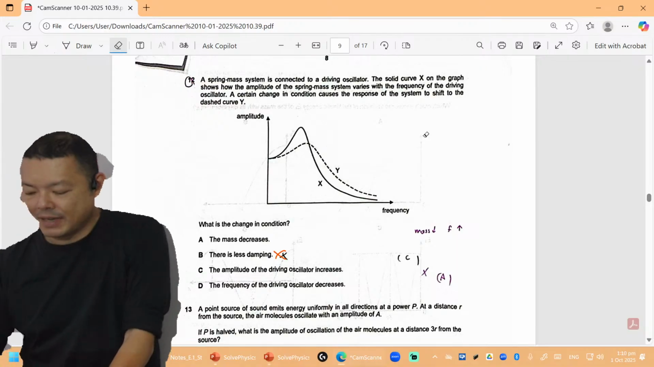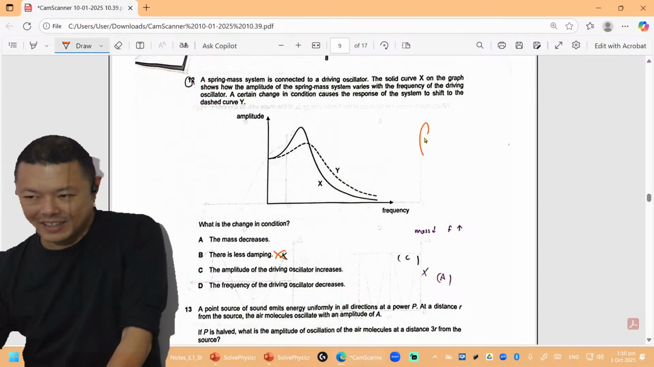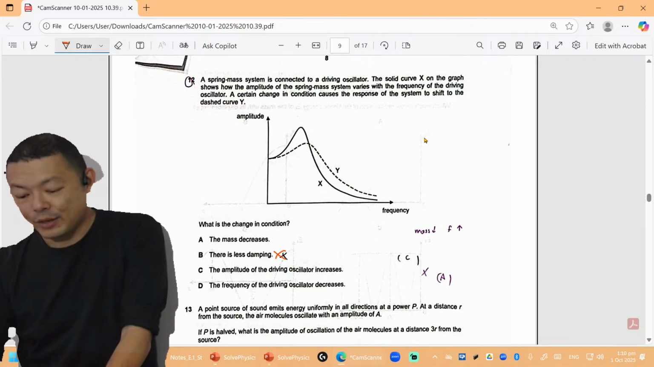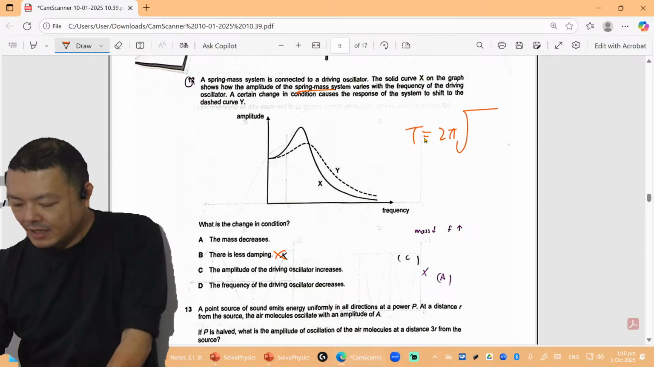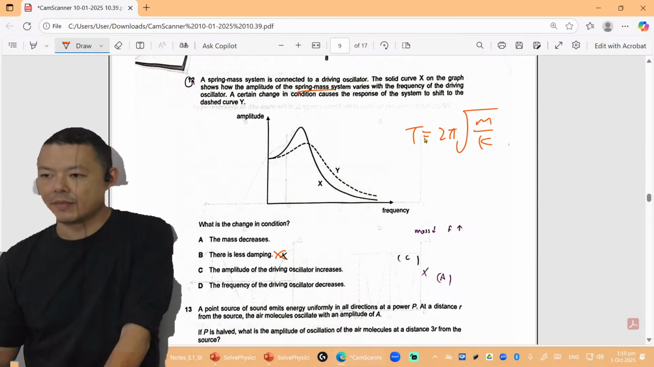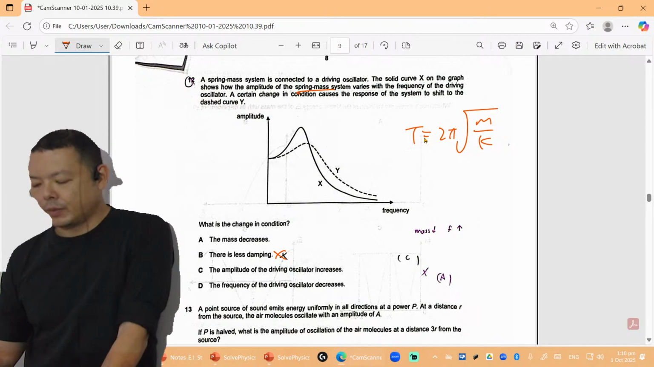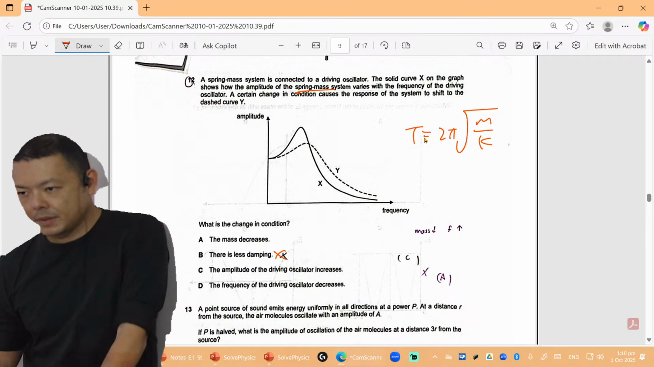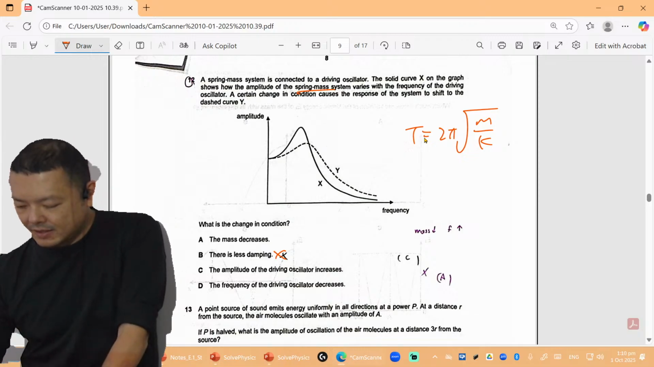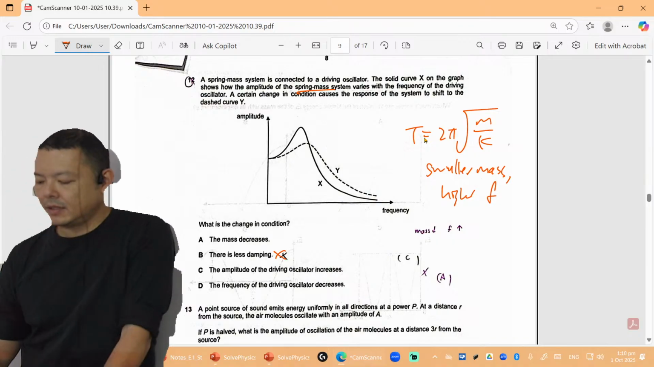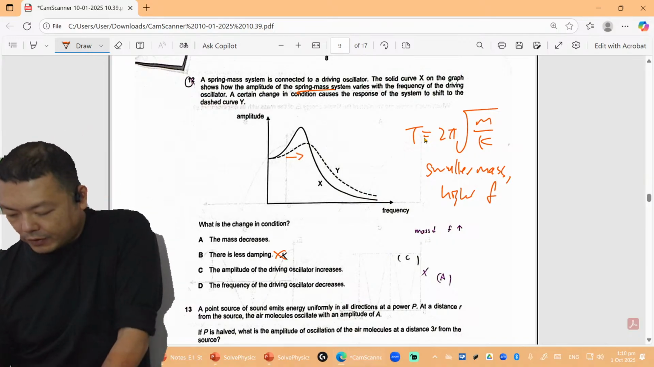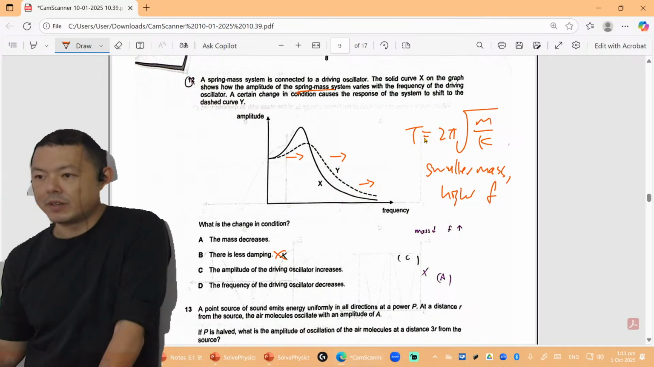Yeah, there is, but it's technically not in the syllabus. Are you supposed to know? I don't know. In my class, I made them memorize it. So for a spring mass system, T equals 2 pi square root m over k. If you decrease the mass, the period will decrease, which means you have a higher frequency. So smaller mass, higher frequency, therefore your graph all shifts towards the right side.